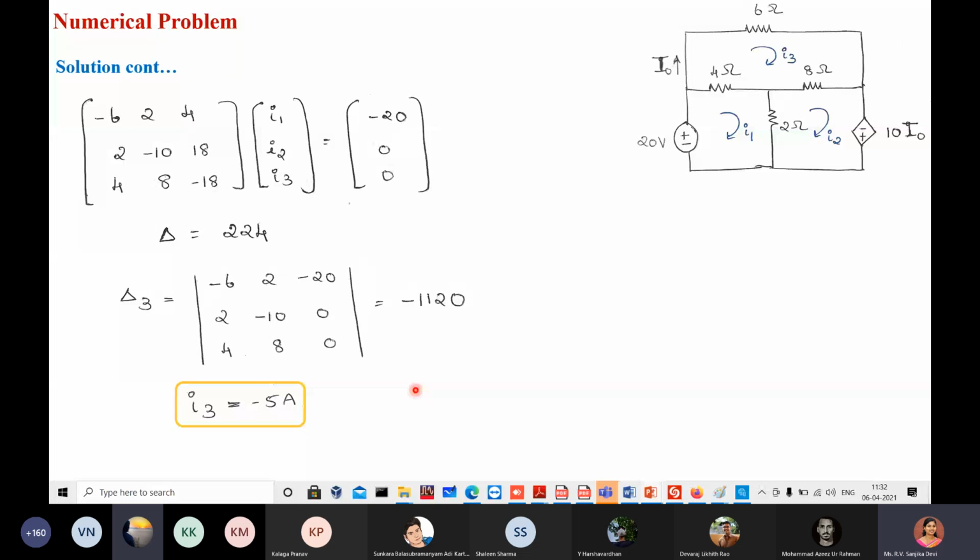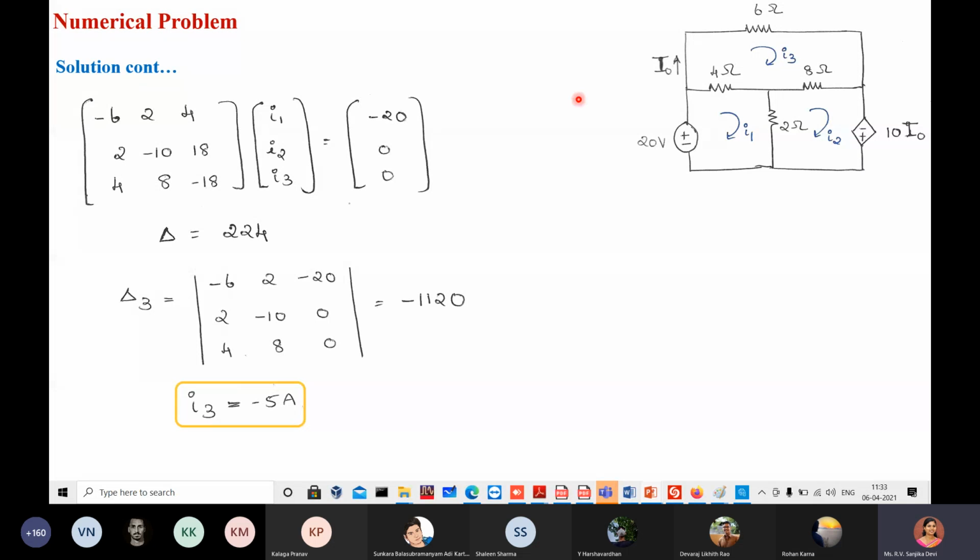Ma'am, while solving for AC, we need to solve by this Cramer's rule, ma'am? Yes. Okay, ma'am. Otherwise, we can solve normally by calculator also. That's what I'm telling. For DC circuits, it is always better you use a calculator because that will save your time. But this approach is what we will follow for AC circuits.